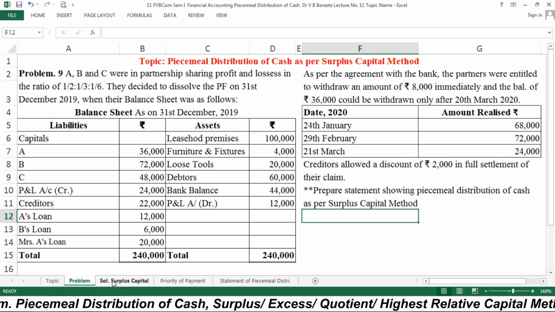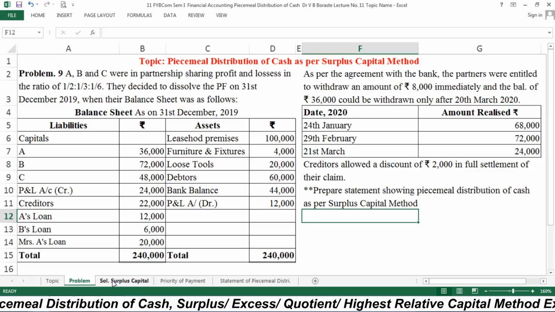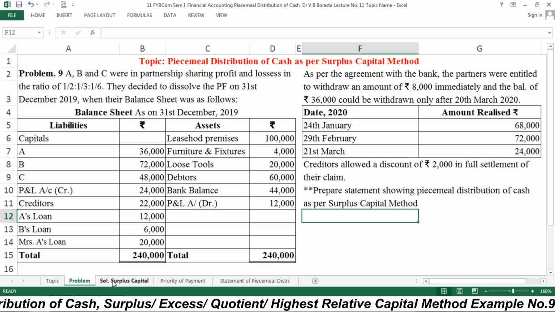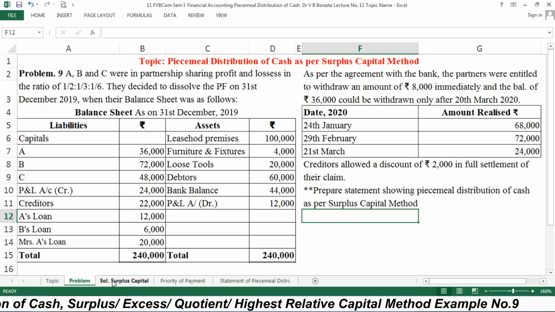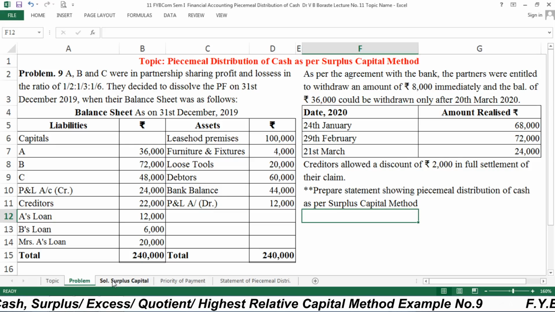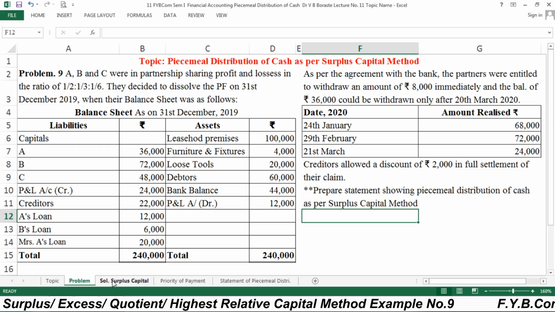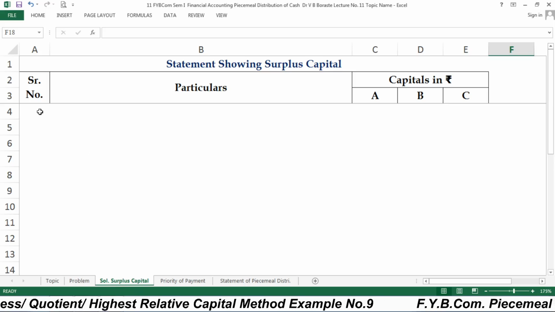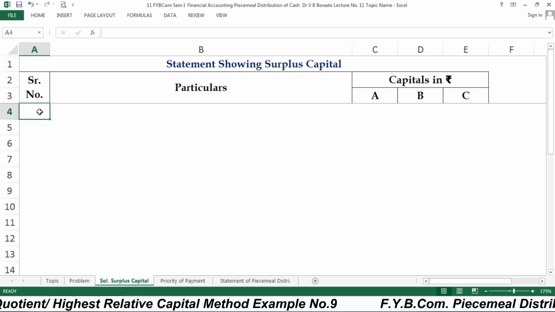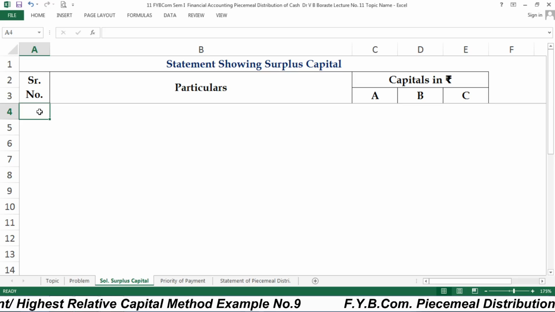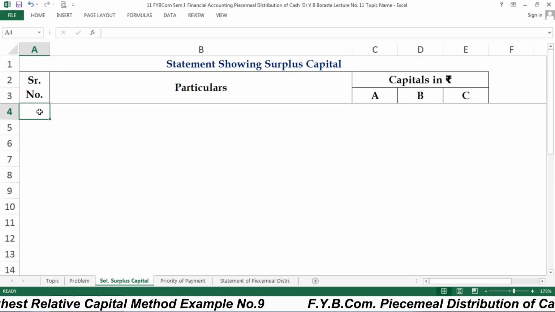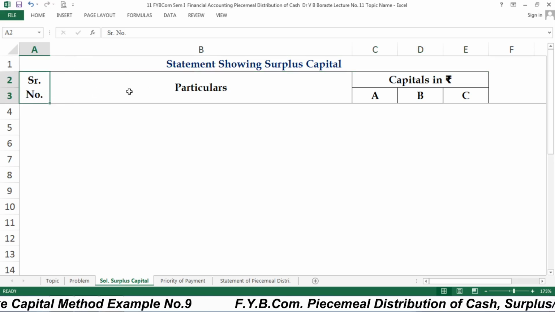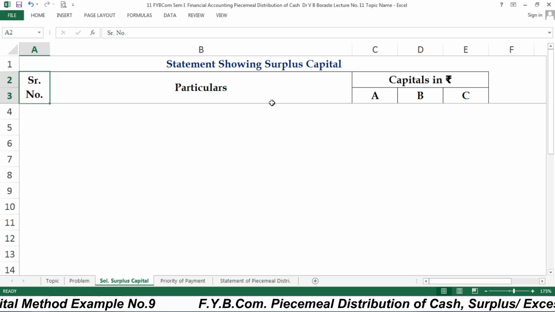Now we will solve it using the surplus capital method. First of all, we have to calculate surplus capital. What is surplus? Surplus is an extra amount, or we can say the partner who has provided an extra amount to the partnership firm. It is called surplus capital. Here we have to calculate the surplus. How? Just note down and prepare 3 columns for partners, 1 column for particulars and 1 column for serial number. Here is the statement showing surplus capital. You can see the columns: serial number, particulars, and capital of A, B and C.